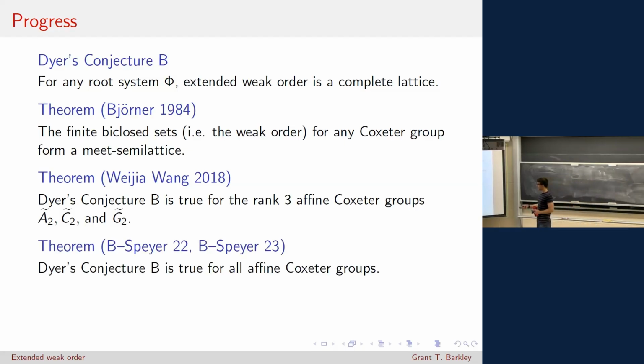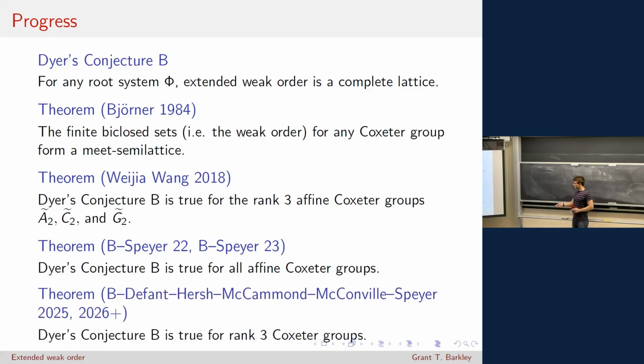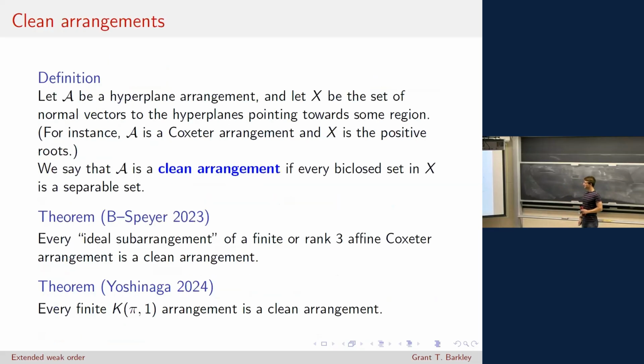Okay, and then with David, we showed that this conjecture B, the lattice property, is true for all affine Coxeter groups, so all ranks. And then again, with this large group, we showed that this is true for all rank 3 Coxeter groups. And again, this is two papers, one where we did it for the universal Coxeter group, and one where we did it in full generality, which is still being written. Interestingly, this result is the intersection of these two. So how did we do this? In both of the papers that I was involved with on the previous slide, we approached this in the same way.